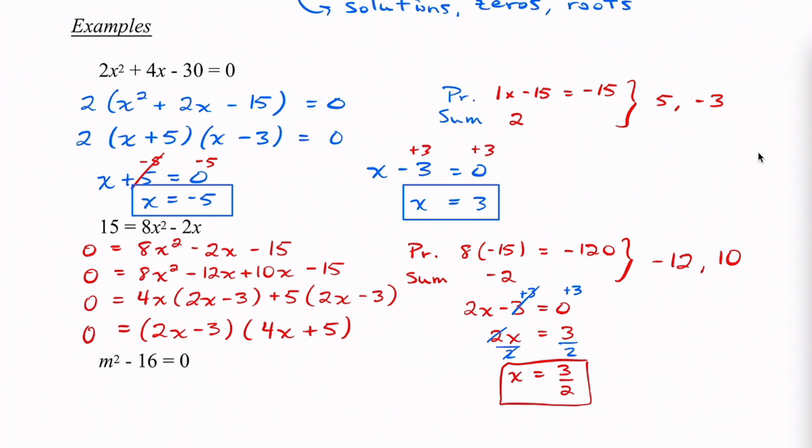So again, that was the 4x plus 5. So 4x plus 5, set this equal to 0. I'm going to subtract 5 from both sides. That'll give me 4x equals negative 5, and then divide both sides by 4. So I get x equals negative 5 over 4, and then box our answer. Okay, so those are our two solutions. Again, I could check those in my calculator if I wanted.